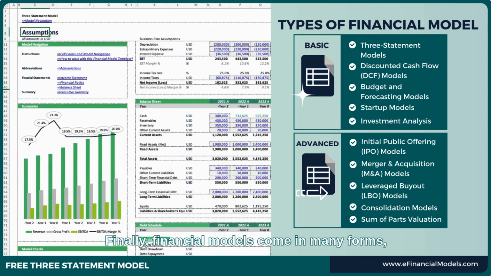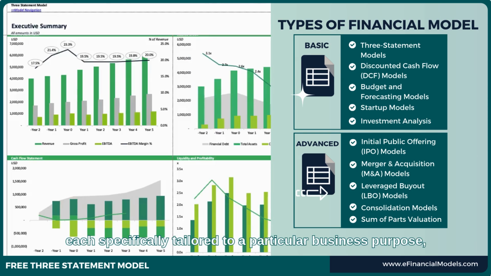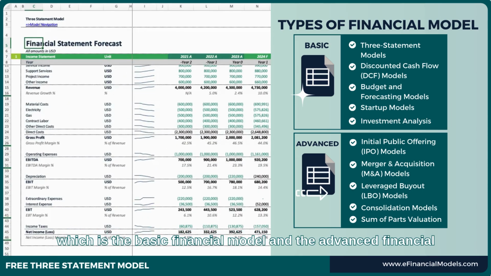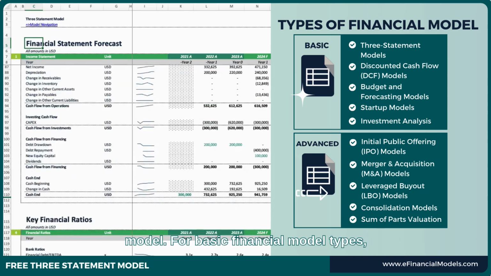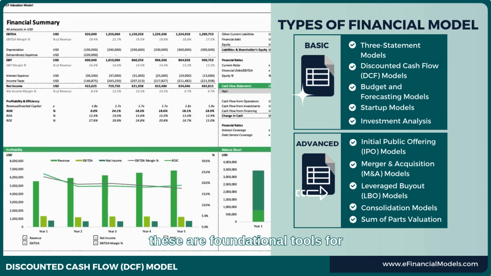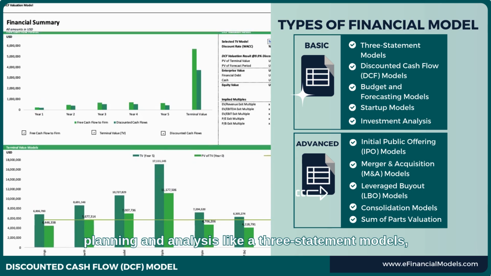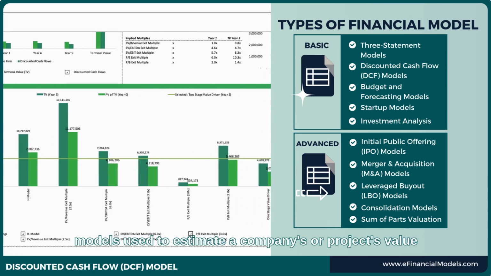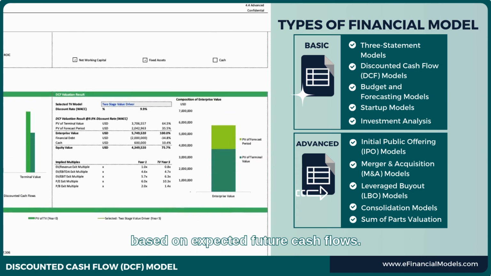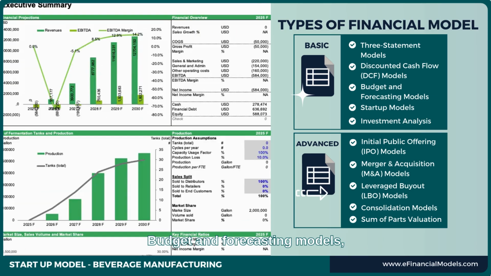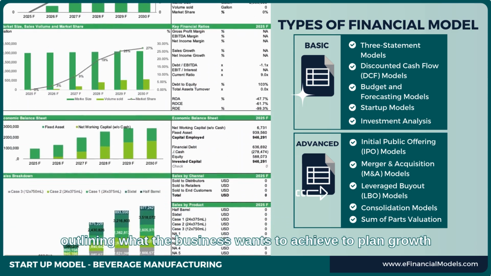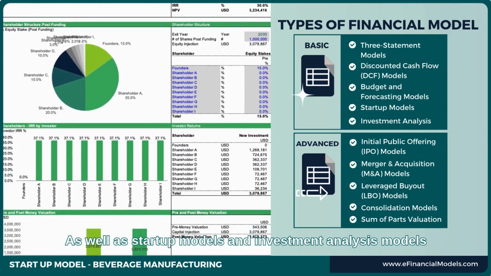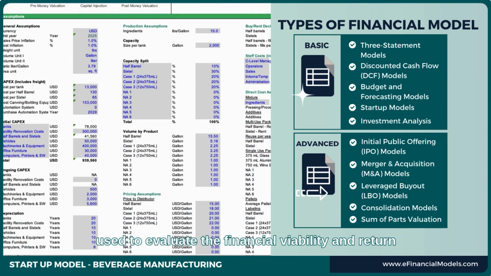Finally, financial models come in many forms, each specifically tailored to a particular business purpose, industry need, or level of financial complexity. There are two main types, which are the basic financial model and the advanced financial model. For basic financial model types, these are foundational tools for planning and analysis like three-statement models, which is the most basic type. Discounted cash flow, DCF, models, used to estimate a company's or project's value based on expected future cash flows. Budget and forecasting models, designed for monthly or quarterly figures, outlining what the business wants to achieve to plan growth strategies. As well as startup models and investment analysis models used to evaluate the financial viability and return potential of investment opportunities.